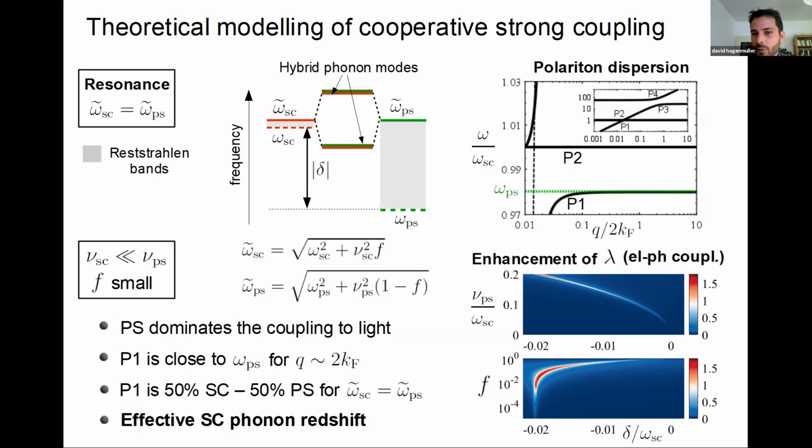So this is not very surprising since, as I said, we are considering the conditions where polystyrene completely dominates the coupling to light. But in this case, one could also expect naively that this polariton is fully composed of polystyrene phonons. And it turns out that this lowest polariton is actually only 50% polystyrene and 50% superconductor.